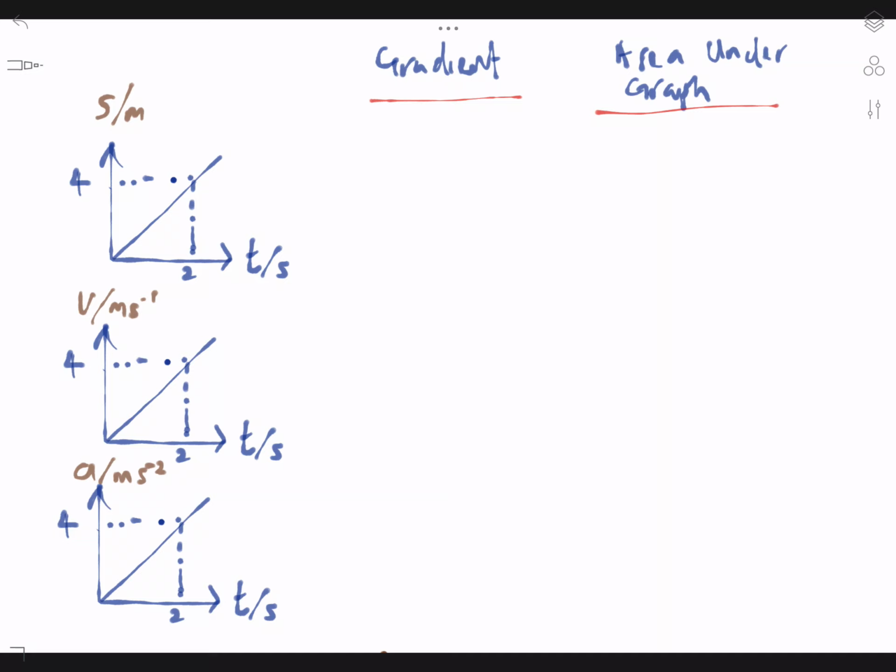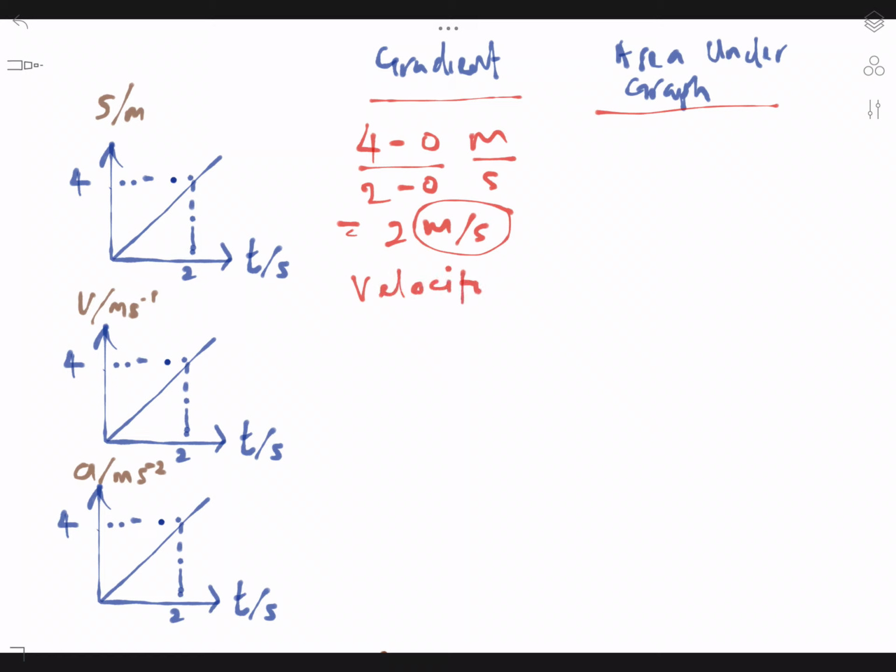Let us try to calculate the gradient for the first graph here. You can see this is 4 minus 0 over 2 minus 0, and the unit is meter per second. So we have 2 meter per second. From here you can see the unit is meter per second. This is the unit for velocity. So from here we understand that the gradient for the ST graph is velocity. This is what you need to know.